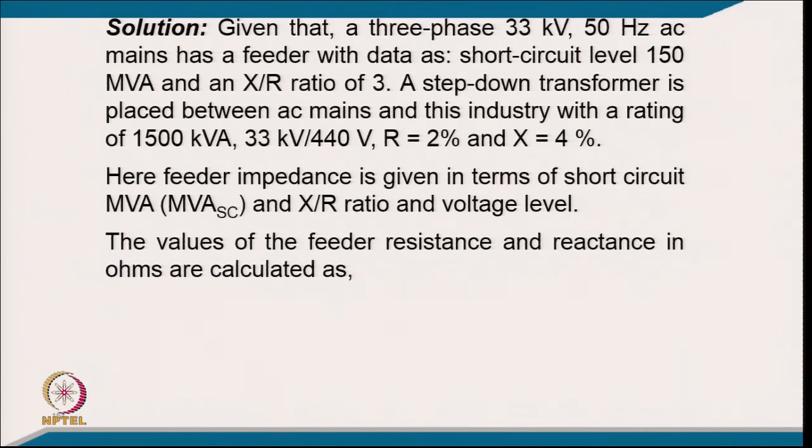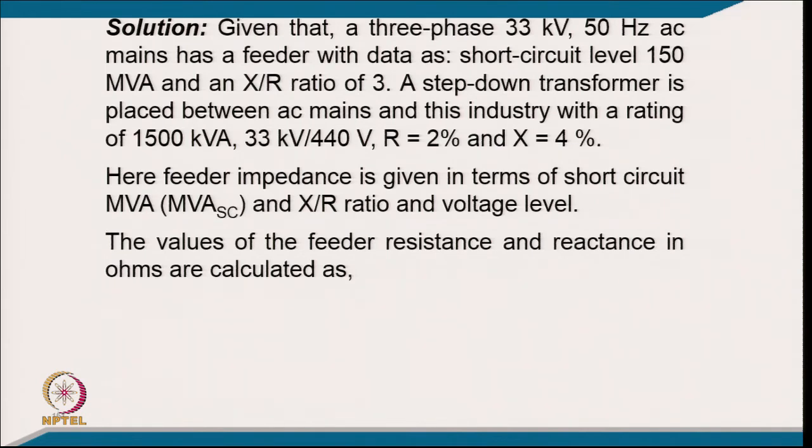So, coming to the numerical part of it, given that a 3 phase 33 kV 50 hertz AC mains has a feeder with data as short circuit level of 150 MVA and X upon R ratio of 3, a step down transformer is placed between AC mains and this industry with a rating of 15 kVA, 33 kV by 440 volt, resistance of 2% and reactance of 4%. Here the feeder impedance is given in terms of short circuit MVA, that is MVASC, and X upon R ratio and voltage level.